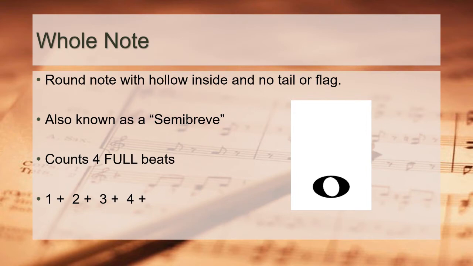Now if you draw this on a piece of paper, it'll be a round note with a hollow inside. If you have a look over here, you'll see there's nothing inside the note. It's just hollow. There's no tail and there's no flag. This is also known as a semibreve. I think this is the term the British people use for it, but everywhere else that I know of, we use the term whole note.